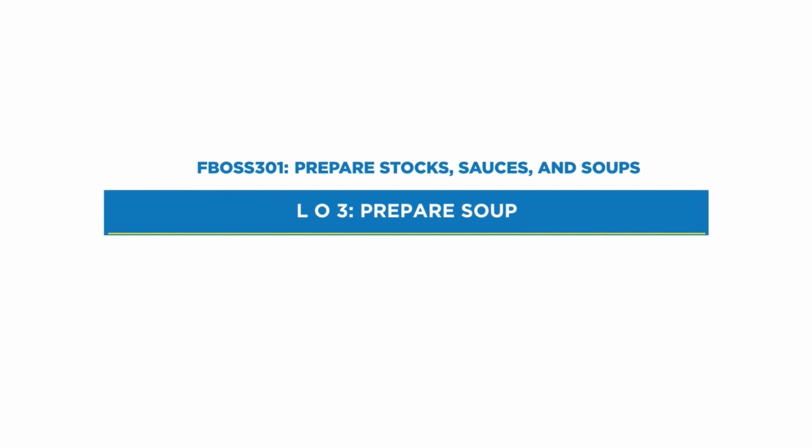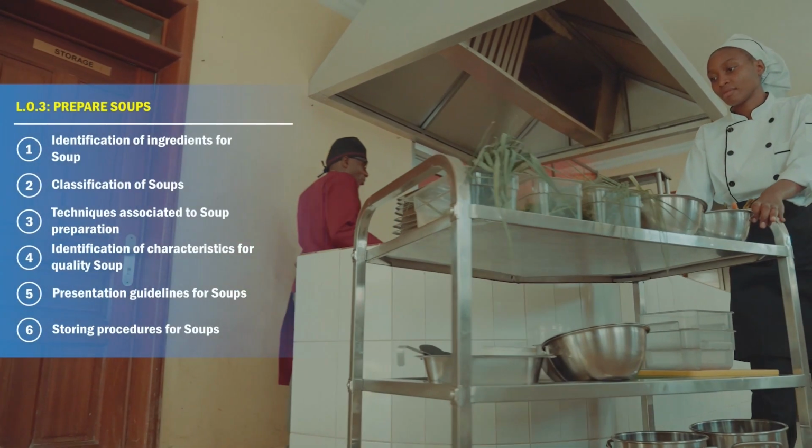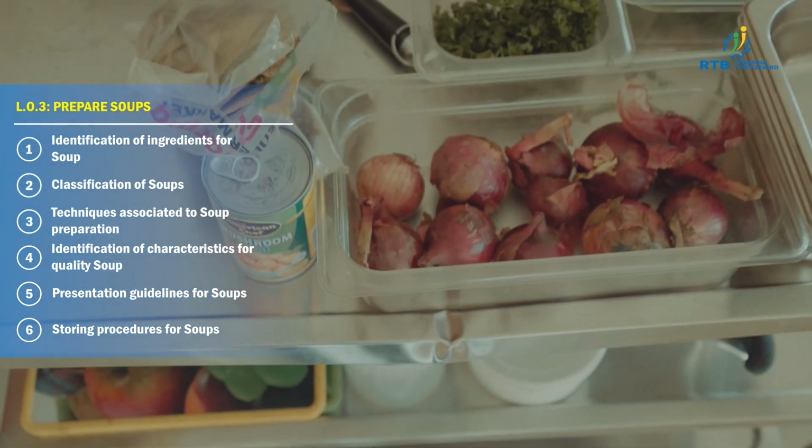Welcome to the Competence FBOSS 301. Prepare stocks, sauces, and soups. Today we're focusing on learning outcome 3. Prepare soup. Let's dive into the key aspects of preparing soups.